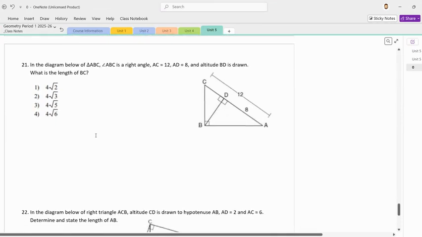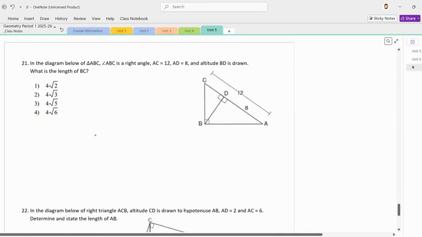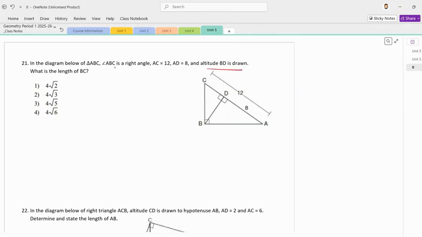All right, number 21. So we have triangle ABC. Once again, we have the altitude drawn to the hypotenuse. So we are going to draw our 3 right triangles. Remember to stretch out one of those sides for ourselves so it's easy to see which one is the short leg, long leg, and hypotenuse. We're going to start with C, B, A.